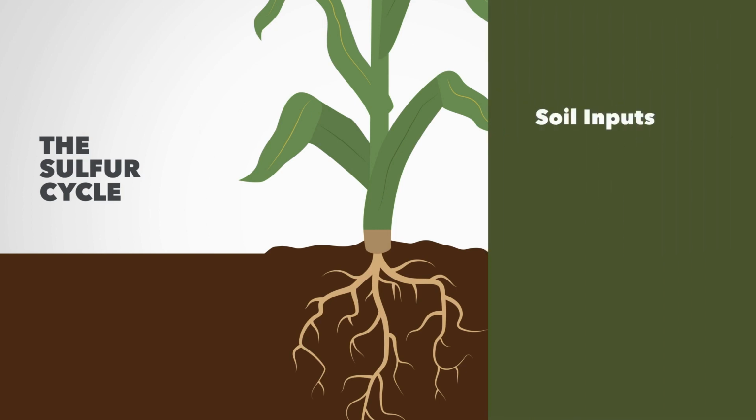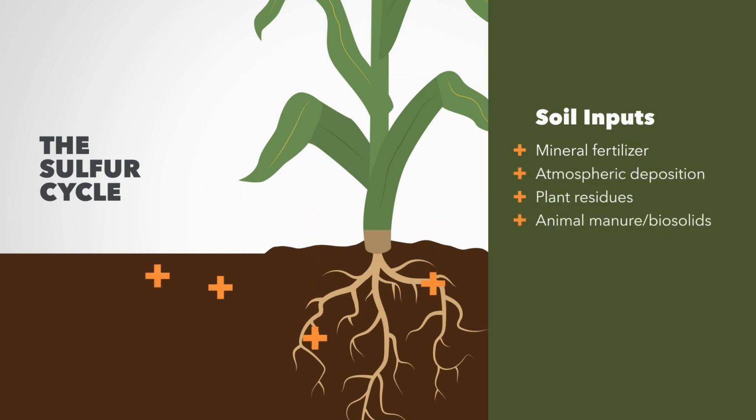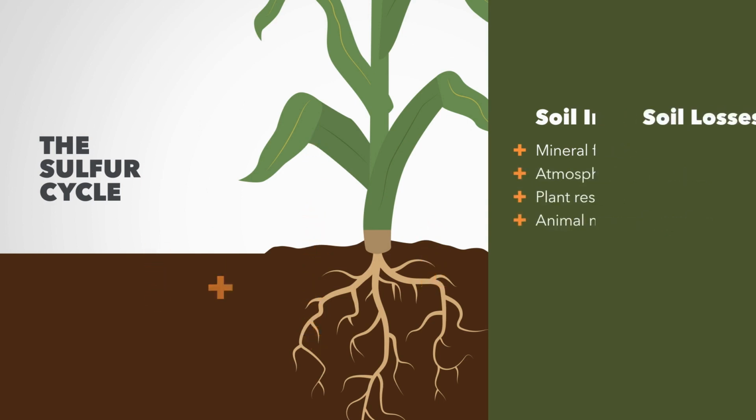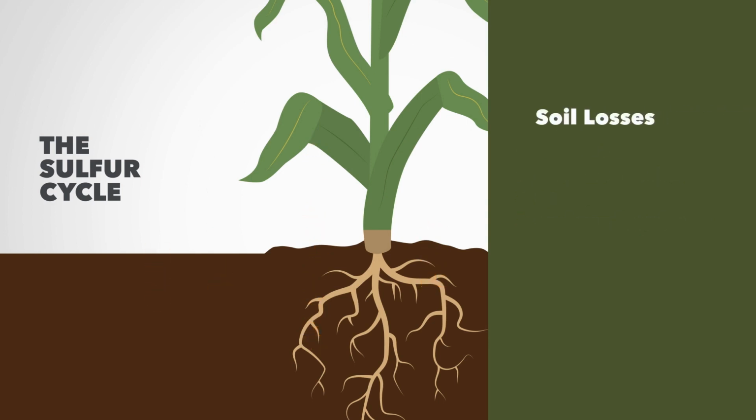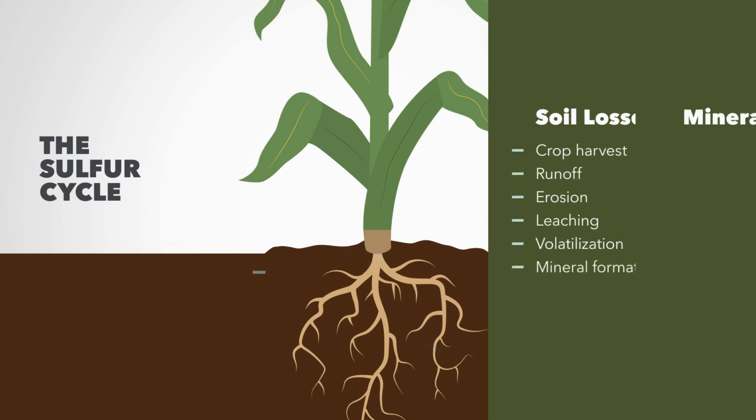Inputs to the soil that can increase sulfur levels are mineral fertilizer, atmospheric deposition, plant residue, and animal manure biosolids. Losses from the soil are the activities that draw sulfur out of the soil, including crop harvest, runoff and erosion, leaching, volatilization, and mineral formation.